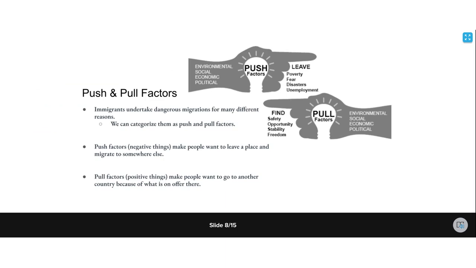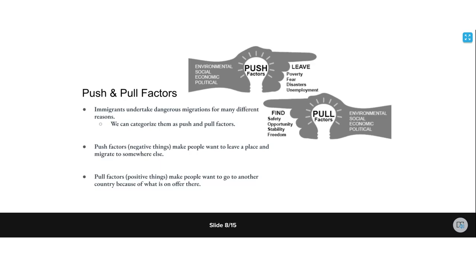But again, it's important to note that immigrants undertook dangerous migrations to make the journey here and to make the journey anywhere. And like we said, we categorize those as push and pull factors. Push factors are negative things, right? When you push something away, you don't want it near you, right? When you push somebody down, you don't want that person near you.